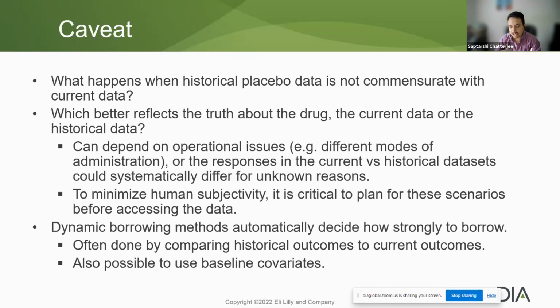Some of these methods that we briefly discussed are dynamic enough or adaptive enough to automatically decide how strongly we should borrow. And this is often done by comparing the historical outcomes to the current outcomes. And sometimes, if it's possible, we can also try to match the baseline covariates first to make sure that systematically there are no differences in the population, and then we are looking at the similar cohort. And then if we can do the dynamic borrowing on top of that, I think that gives the confidence that we are looking at a very similar population first.